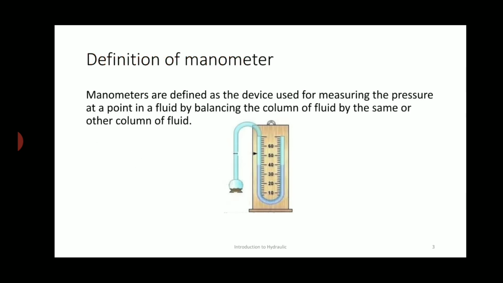Definition of manometer. Manometers are defined as the device used for measuring the pressure at a point in a fluid by balancing the column of a fluid by the same or other column of fluid. Here in this manometer, columns are provided and we are balancing the columns of fluid to get height of the same, and by applying some formulas we can find the pressure of a fluid.